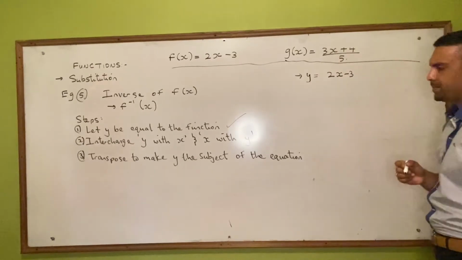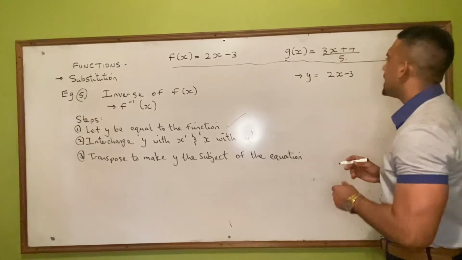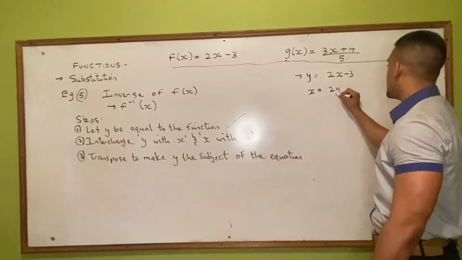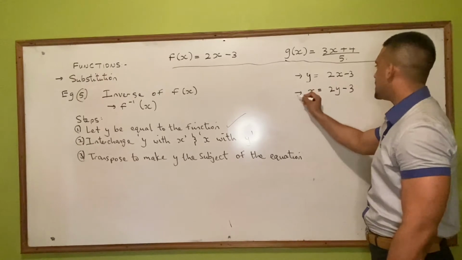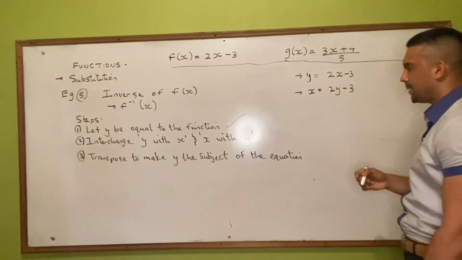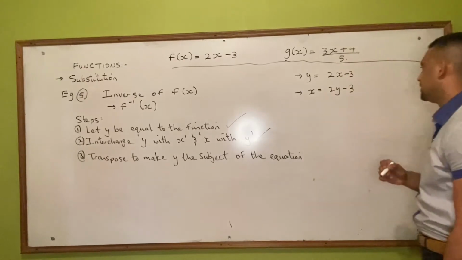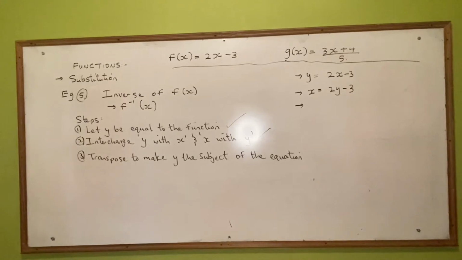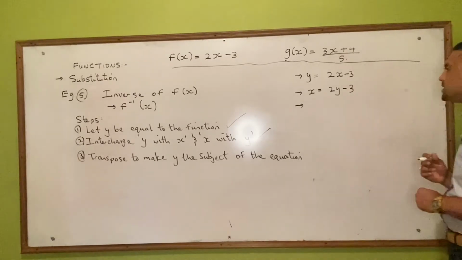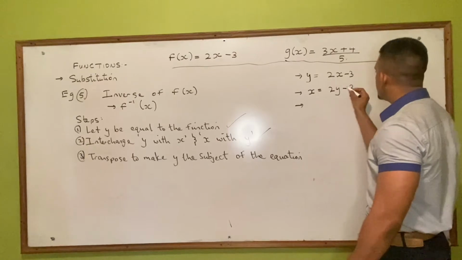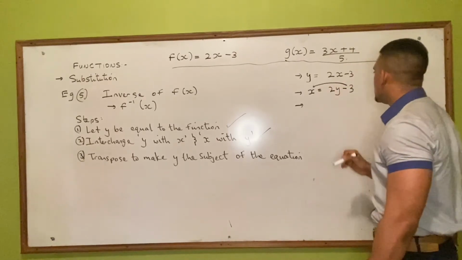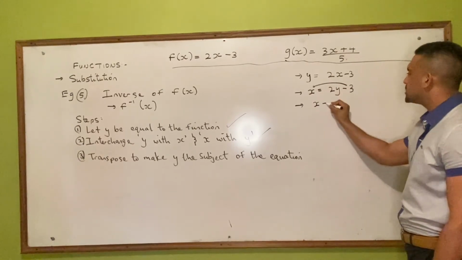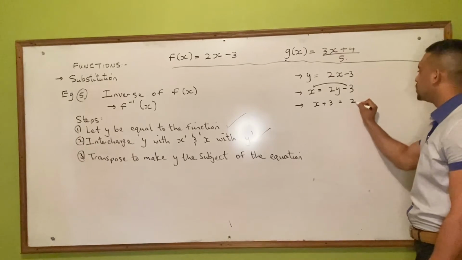Your second step, you interchange y with x and x with y. So anywhere you see y, you place an x, and anywhere you see x, you place a y. So the second step is completed. The third step, you want to transpose to make y the subject of the equation. That means you want y alone on one side. First you need to get rid of this minus 3. If you bring it across, x minus 3 now becomes x plus 3 is equal to 2y.